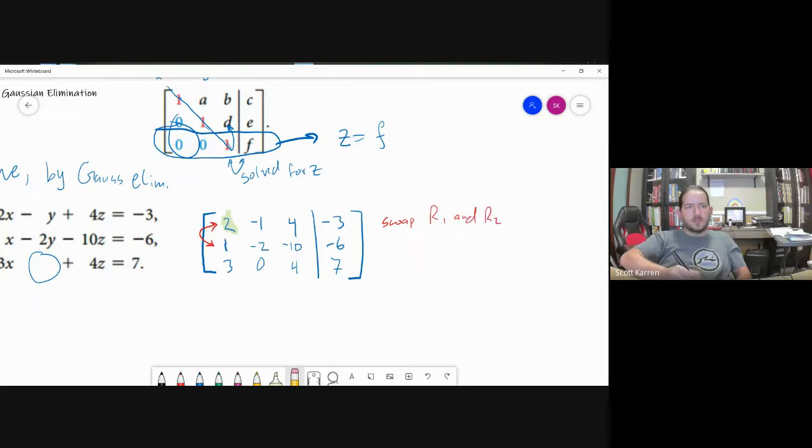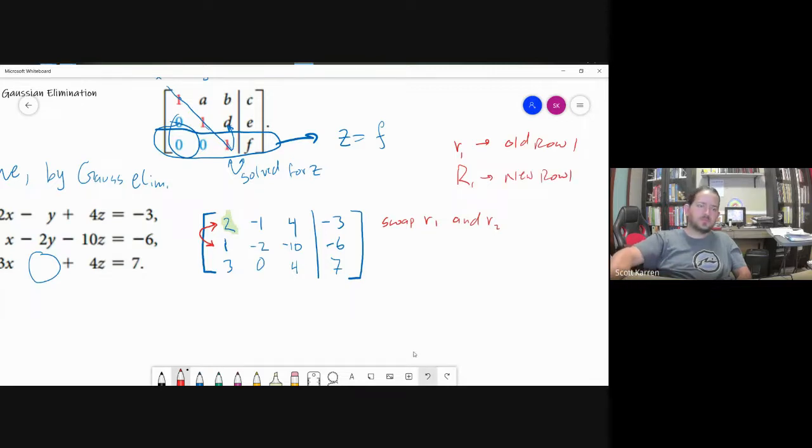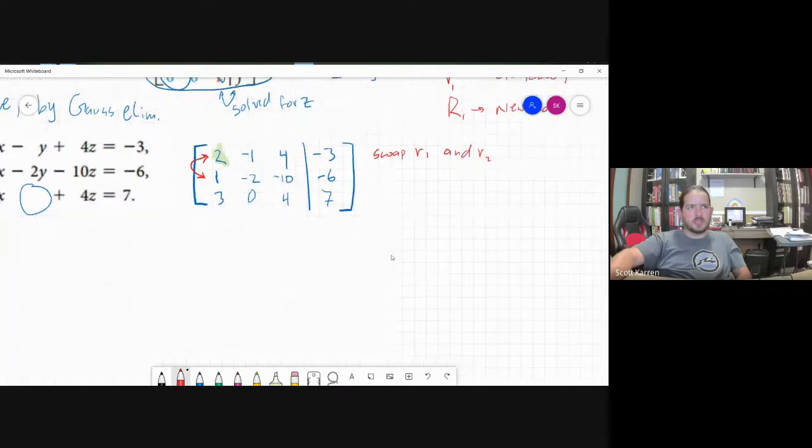So I'm going to write it this way. I'm going to write swap row 1 as a lowercase r and row 2 as a lowercase r, because I'm going to use r like r1 is my old row 1. And if I ever need to reference a new row 1, I'll call it capital R1. Just kind of a matter of keeping things tidy.